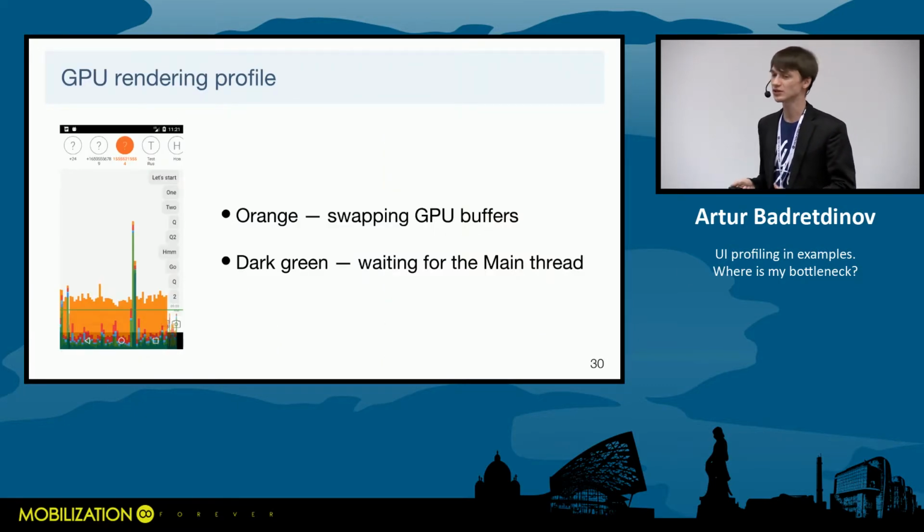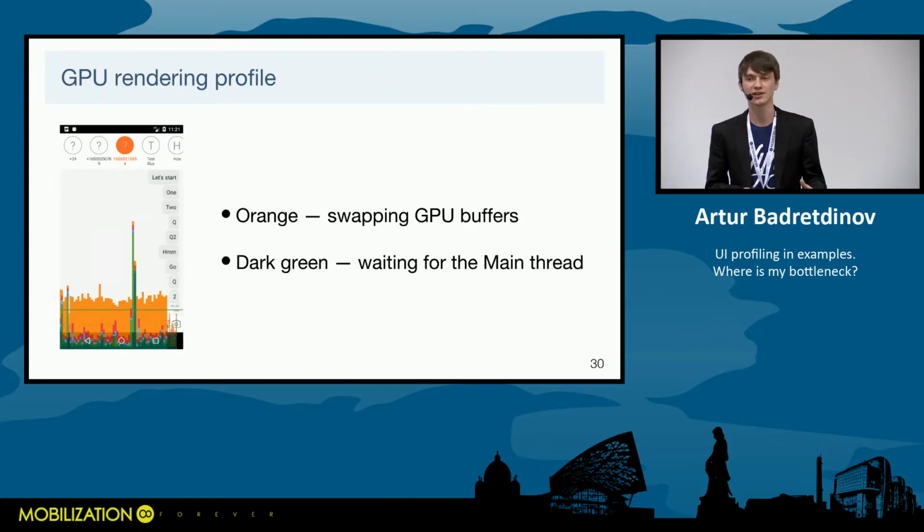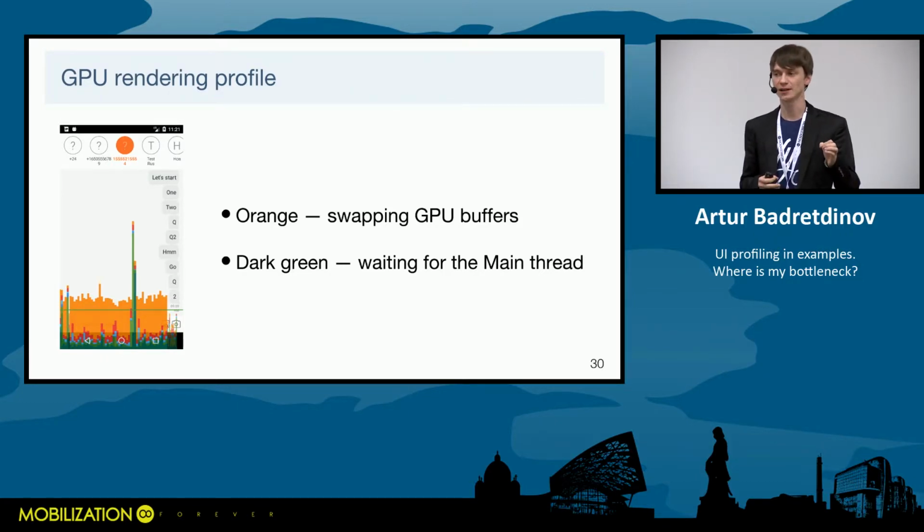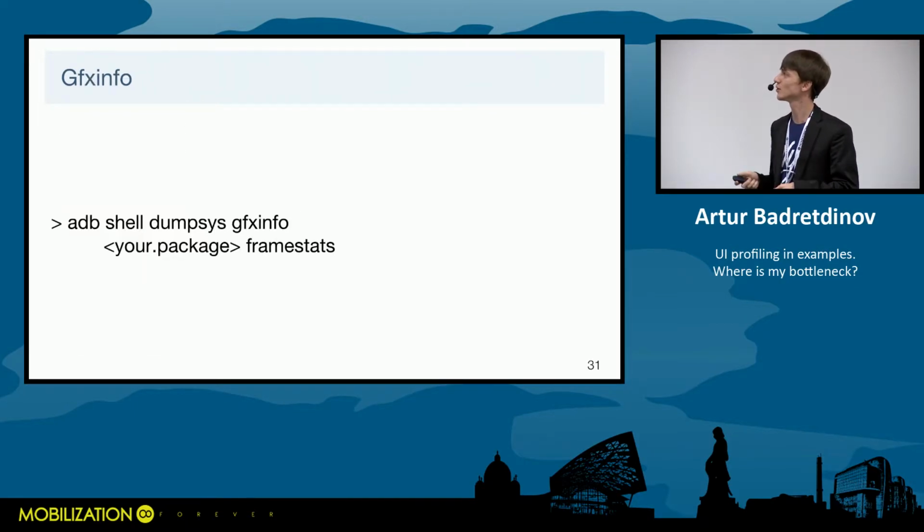For example, in our app, we saw a lot of orange color. That means that for some reason swapping GPU buffers took too much. And some dark green colors that meant that we use something in main thread. And later I will show you how we solve some of these problems.